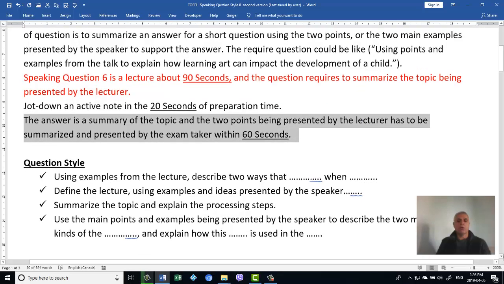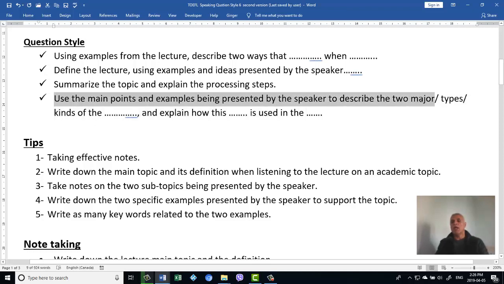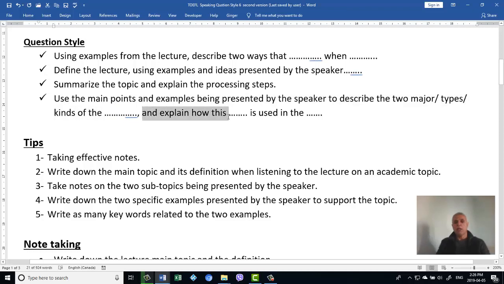We could use phrases or question styles like this. Using examples from the lecture, describe two ways that... Define the lecture using examples and ideas presented by the speaker. Summarize the topic and explain the processing steps. Use the main points and examples presented by the speaker to describe the two major types, and explain how this, for example, is used.